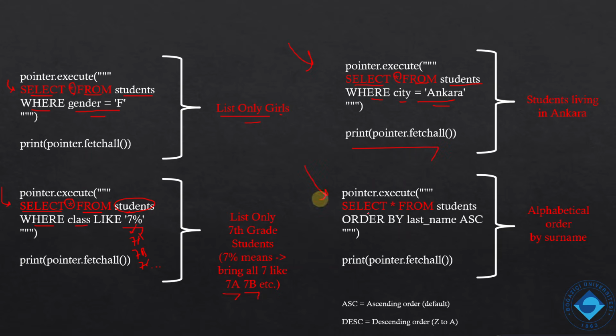And for example, alphabetical order by surname. To do it again, I will select all information from my students table and order them by using last name, right? And that one is for ascending order. Just pay a little bit of attention, spend your time and try to code it. You will understand much better.